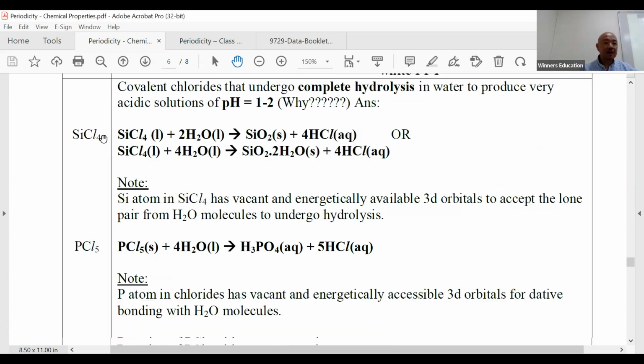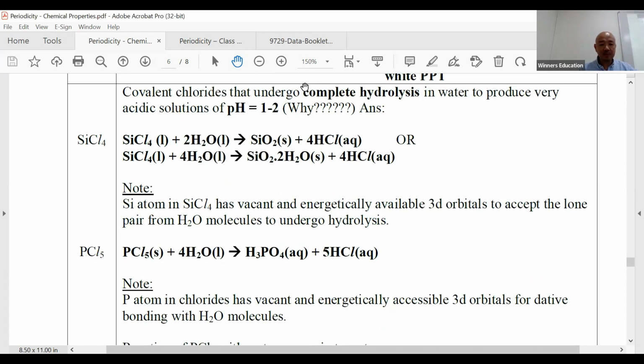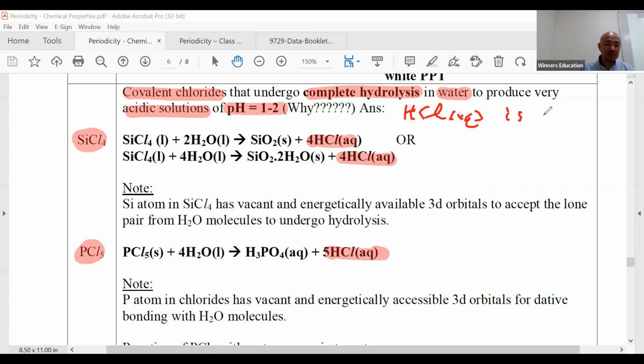Nothing wrong. SiCl4. Right? These are the other 2 covalent chlorides. They all undergo these 2, right? Complete hydrolysis in water, produce acidic solution, pH very strong, 1 to 2, right? pH very low, I mean, very strong acid. Why is it? Because of this that's produced. Take a look, HCl. Because hydrochloric acid is being produced. We should further dissociate. Right? To give you a large concentration H plus ion.